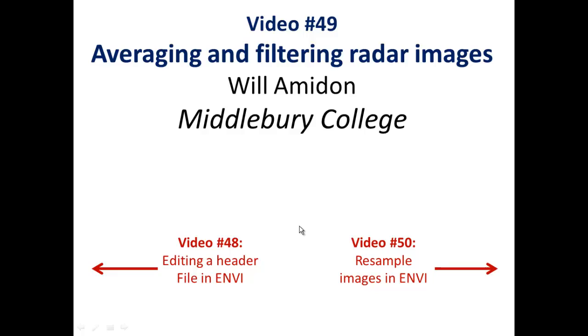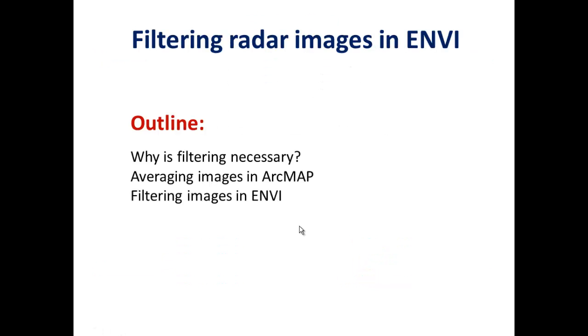To move on towards classifying wetlands in these images, our next step is going to be to average and filter the radar images. So in this video, I'm going to talk about why it's necessary to do averaging and filtering. Then I'm going to show you how to average two of the radar images in ArcMap, and then we're going to go back into ENVI to actually filter the images.